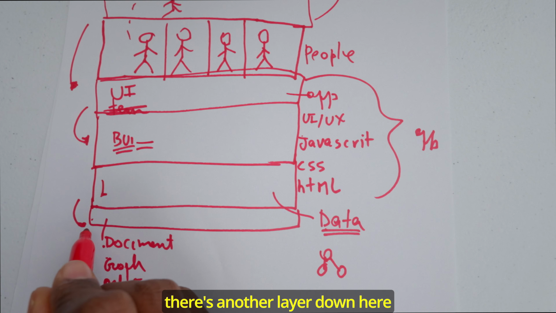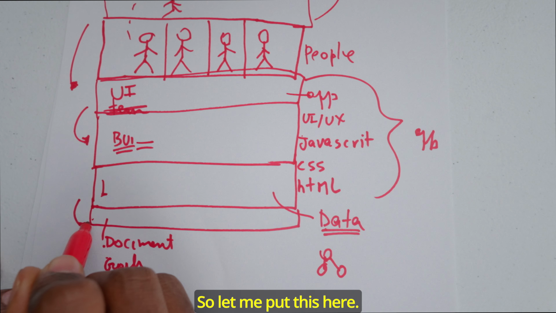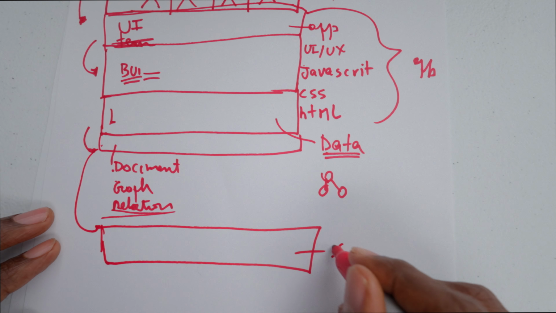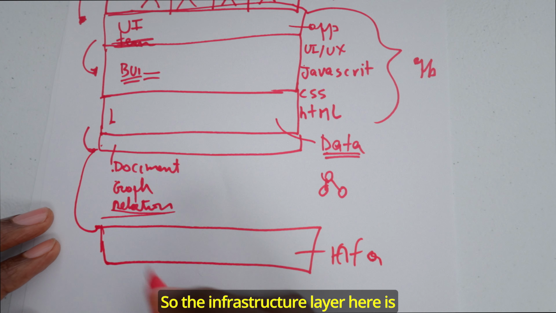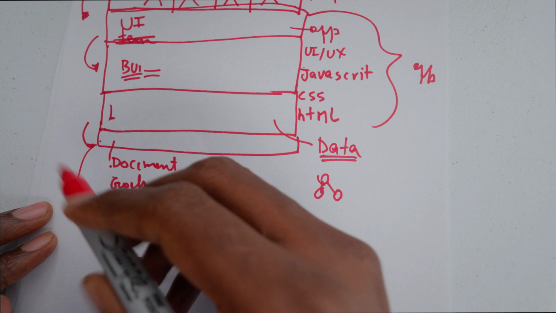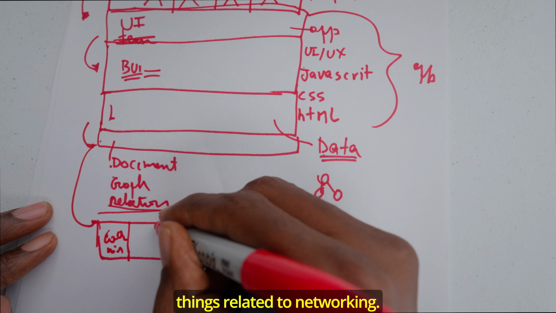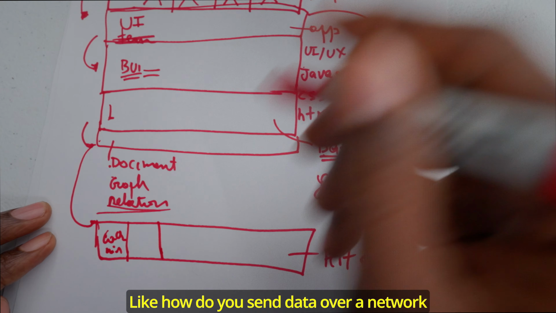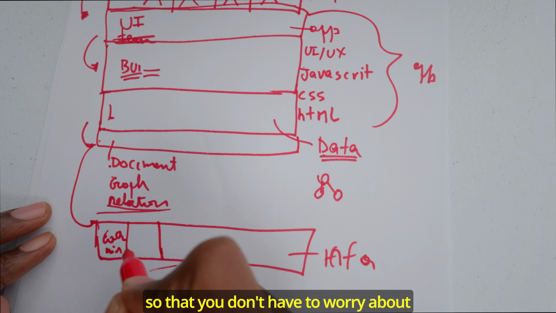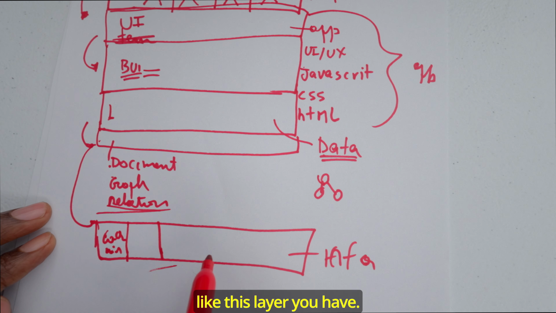And also at this layer, there's another layer down here that's called the infrastructure layer. So let me put this here. The infrastructure layer has things such as accessing short-term memory. You have caching. You would have things related to networking, like how do you send data over a network, so that you don't have to worry about networking-related tasks, message passing, and also other things at this layer.